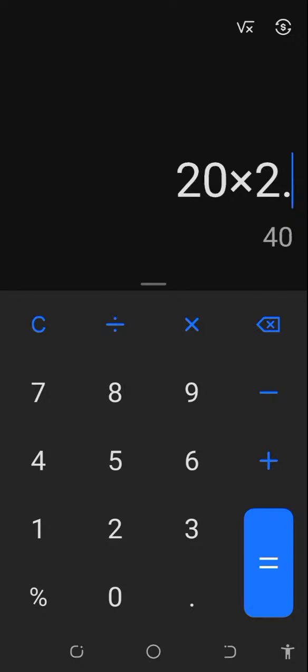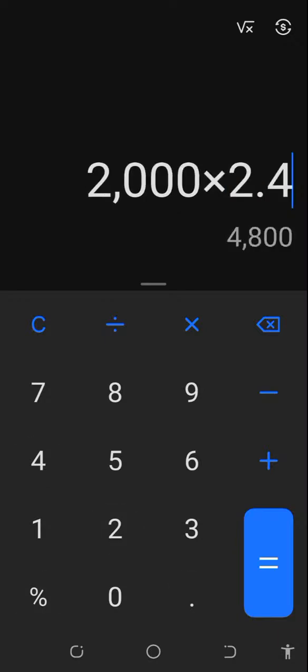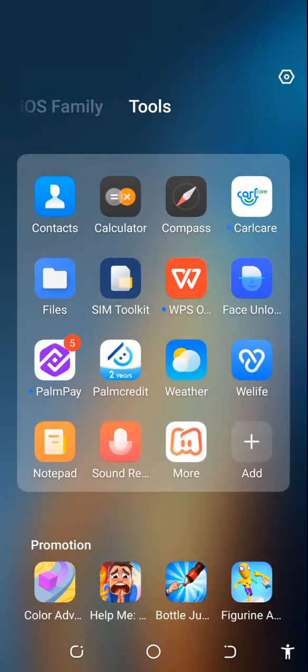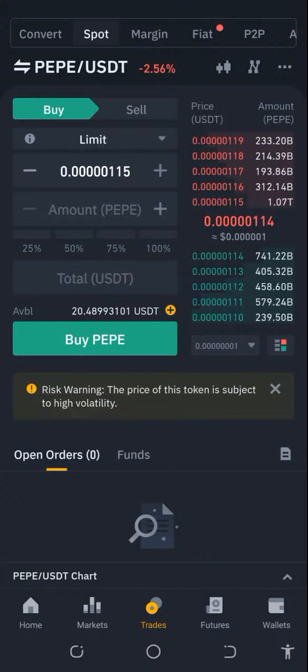So if you had $2,000, for instance, what will you get? Times 2.4%, what will you get? You get $48. So that means that if you had $1,000, you would get $24 as your profit. If you had $100, you would get $2.40. And that's why with my $20, I was able to get 48 cents. Now, do you understand what we're talking about here? This just shows that when we're doing these things, it's very important that you understand the concept behind it.